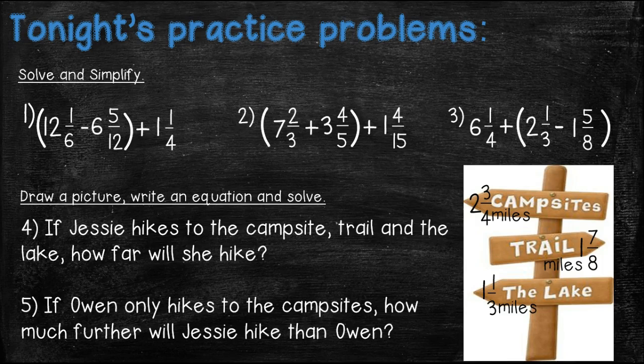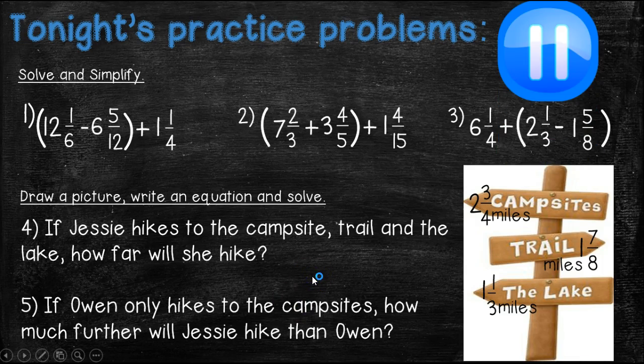So remember, go back to the beginning of the problem and rewatch the example if you're still confused about how to do that. So this number 4 says if Jesse hikes to the campsite, which we know is 2 3/4 miles, the trail, which is 1 7/8 miles, and the lake, which is 1 1/3 miles, how far will she hike? And number 5, if Owen only hikes to the campsites, which are only 2 3/4 miles, how much further will Jesse hike than Owen? So you're going to be using your answer in number 4 to solve number 5. Go ahead and pause the video and come back when you have your answers.